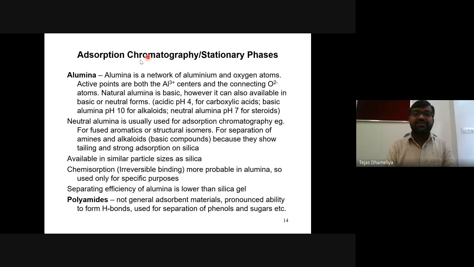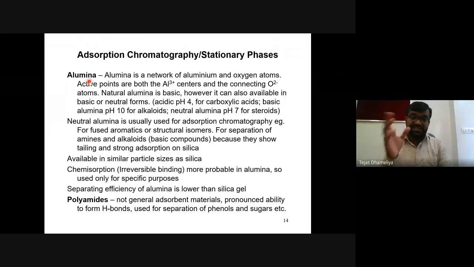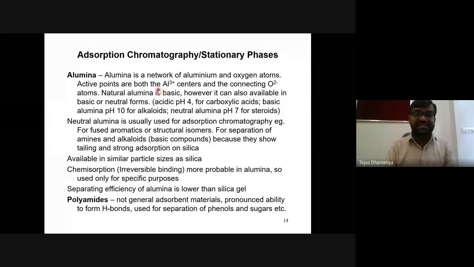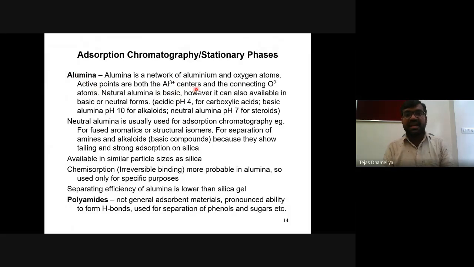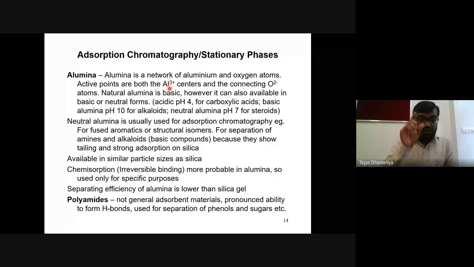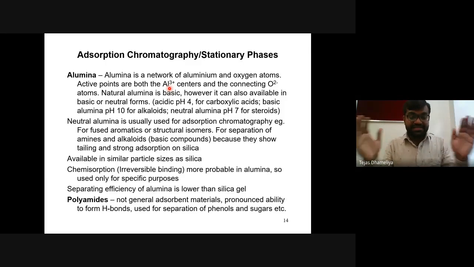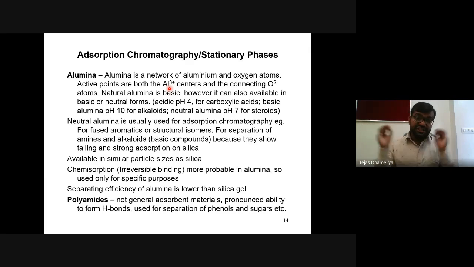Then coming to adsorption chromatographic technique, another stationary phase after silica gel is alumina. Al2O3 is the molecular formula of alumina, and that is also anhydrous in nature. You might have seen the name Al2O3 in the Friedel-Crafts alkylation reaction. So alumina, aluminum oxide, is also widely used as a stationary phase for separation of molecules.